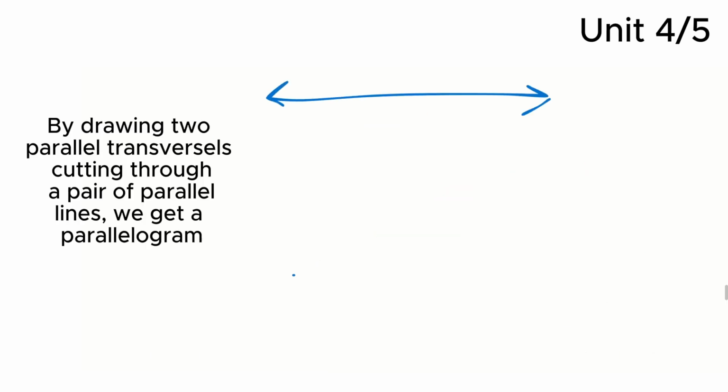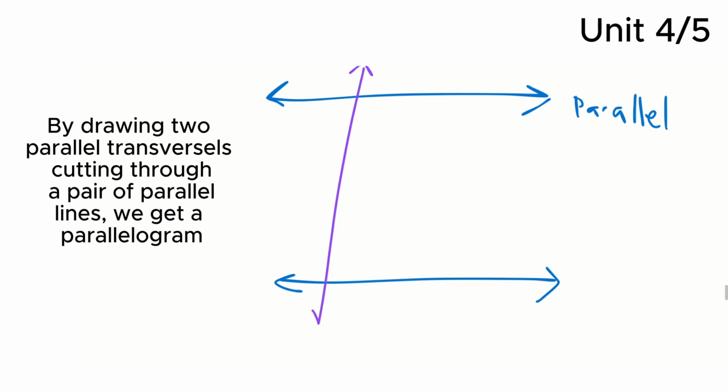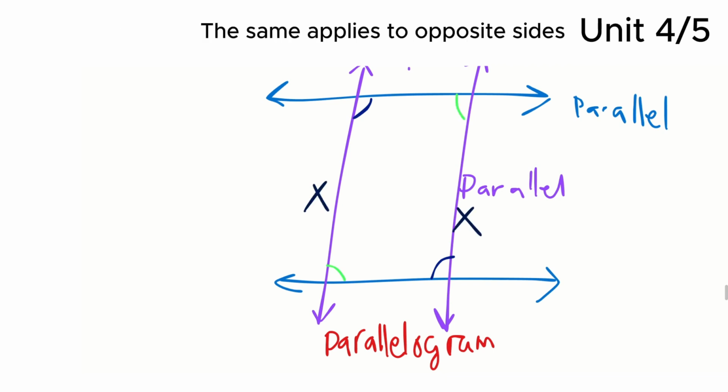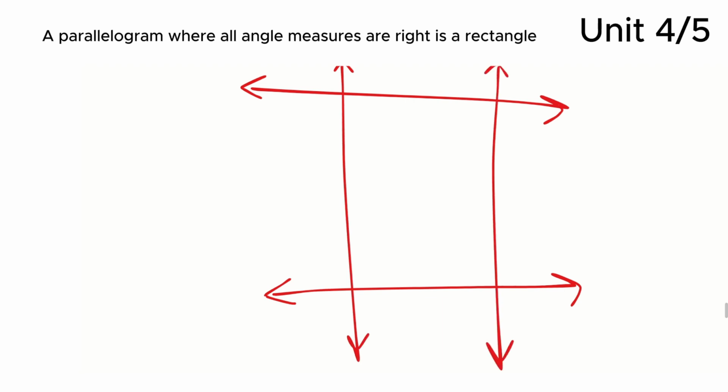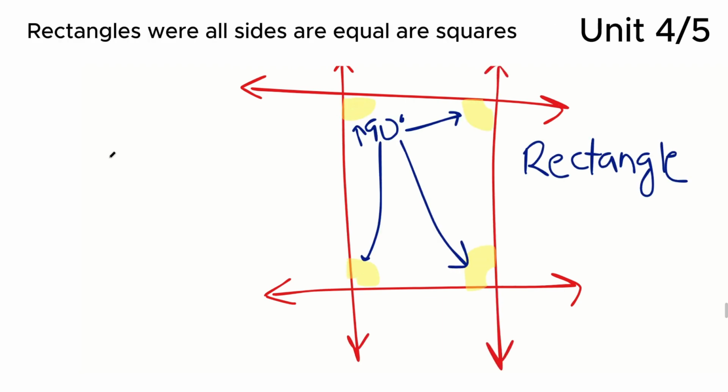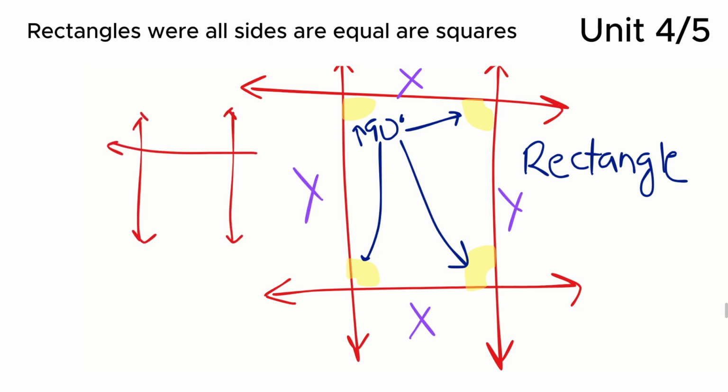By drawing 2 parallel transversals cutting through a pair of parallel lines, we get a parallelogram. Opposite angles in a parallelogram are equal. The same applies to opposite sides. A parallelogram where all angle measures are right is a rectangle. Opposite sides in rectangles are equal. Rectangles where all sides are equal are squares.